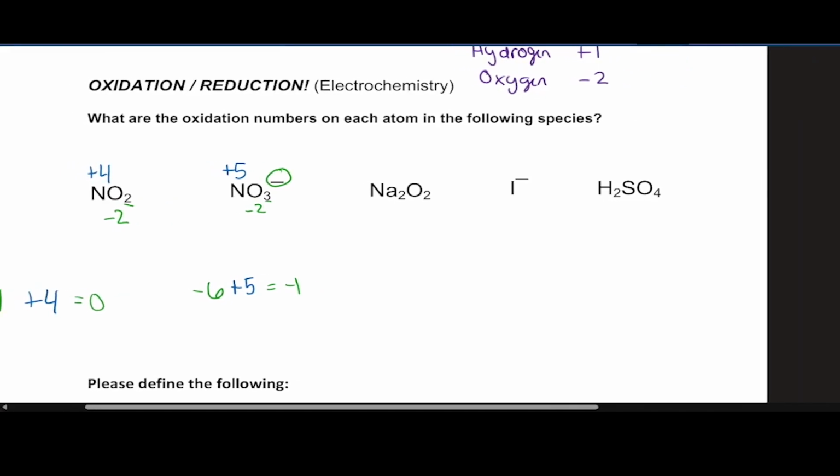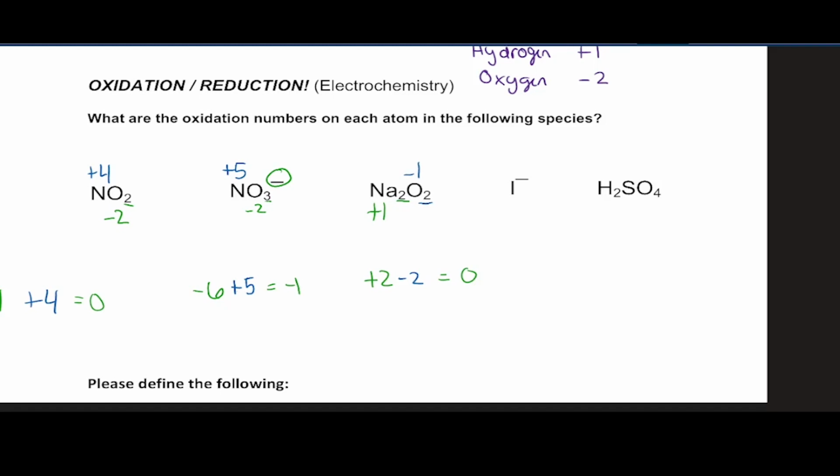Now, what we have next is a little bit of a weird case where we're actually going to begin with our sodium. Our sodium is going to have a positive 1 charge per sodium ion, and there's 2 of them, so that's a positive 2 charge, and our overall complex is 0, meaning whatever our oxygens are contributing has to be negative 2. But we have 2 oxygens, so each oxygen is contributing a negative 1 charge.